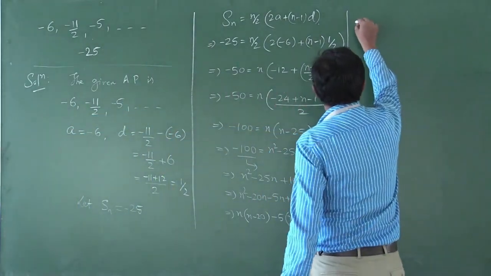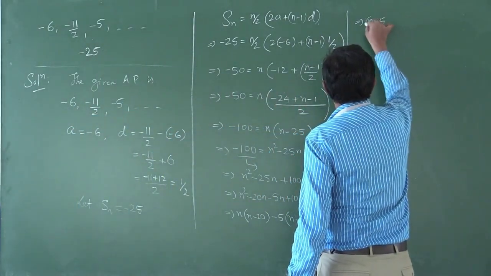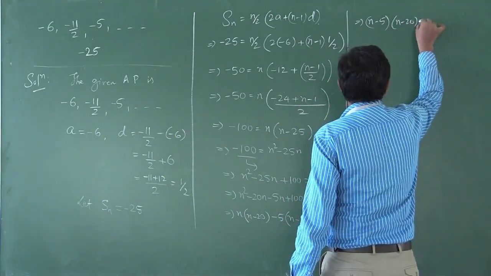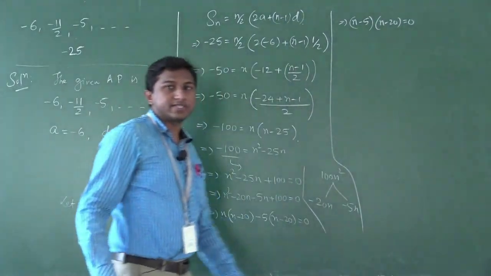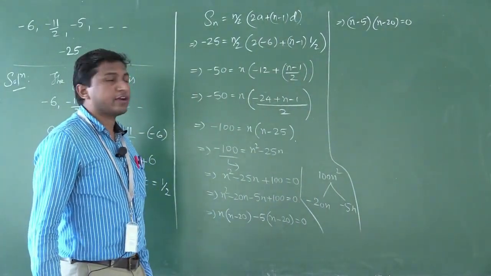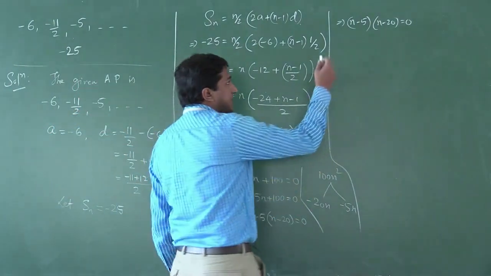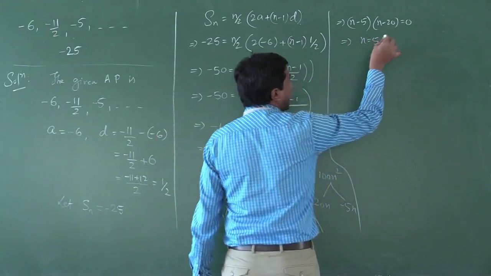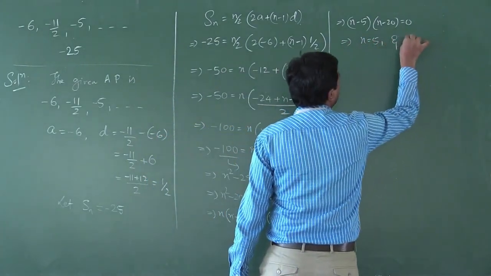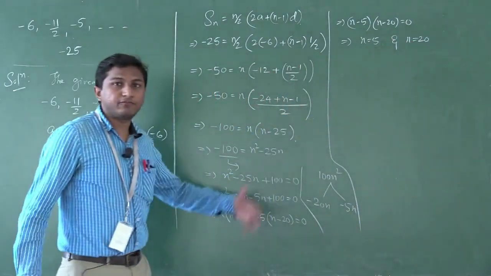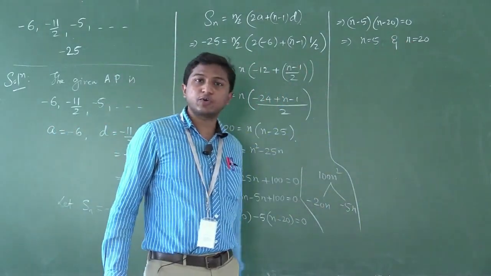So I can write this as what? n minus 5 into n minus 20 equals 0. So what are the values of n? n can take the value 5 or n can take the value 20. So we have found out the values of n.